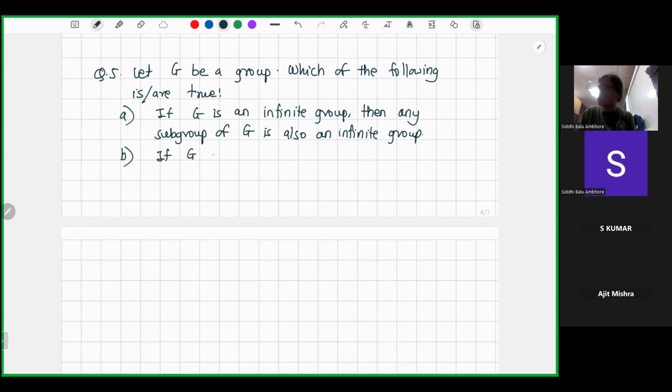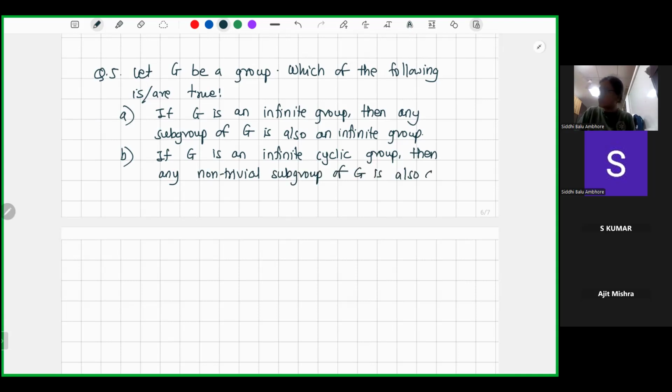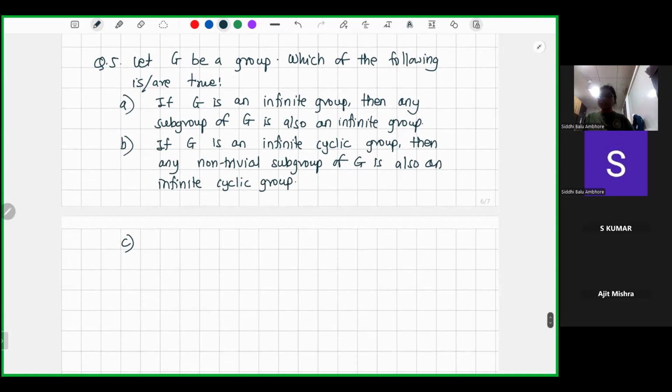Now the second: if G is an infinite cyclic group, then any non-trivial subgroup of G is also an infinite cyclic group. Okay, so this is another question, that if G is an infinite cyclic group, then any non-trivial subgroup of G is also an infinite cyclic group.